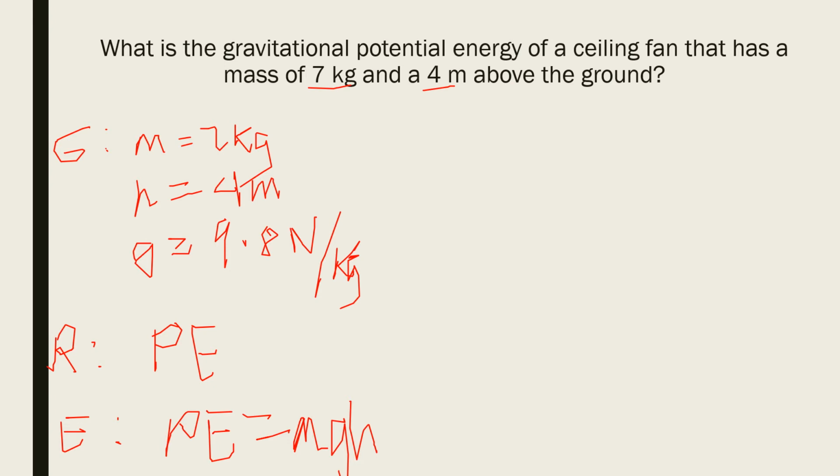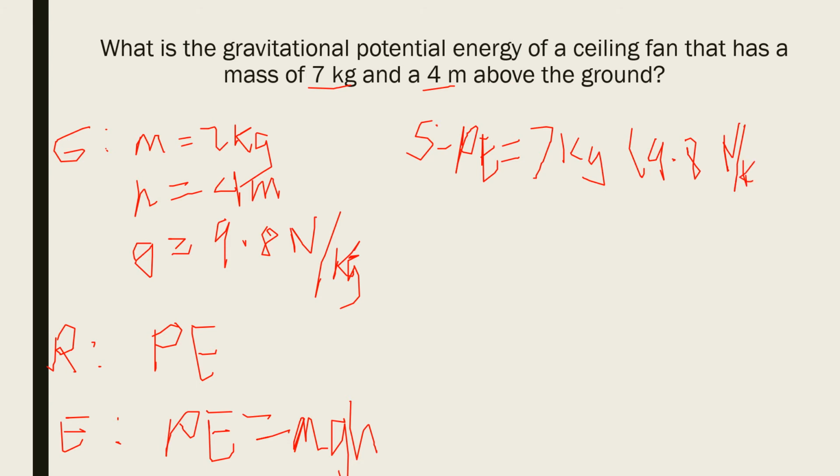Remember that. Now for our solution, you're just going to substitute the values of the variables: mass, gravity, and height. So mass is 7 kg, multiplied by acceleration due to gravity, which is 9.8 Newton per kilogram, and then you're going to multiply it by 4 meter.